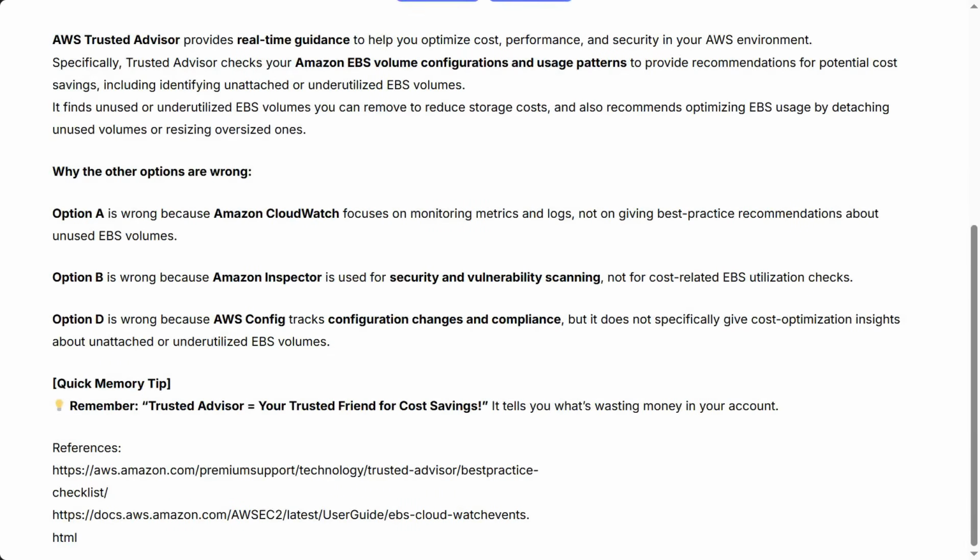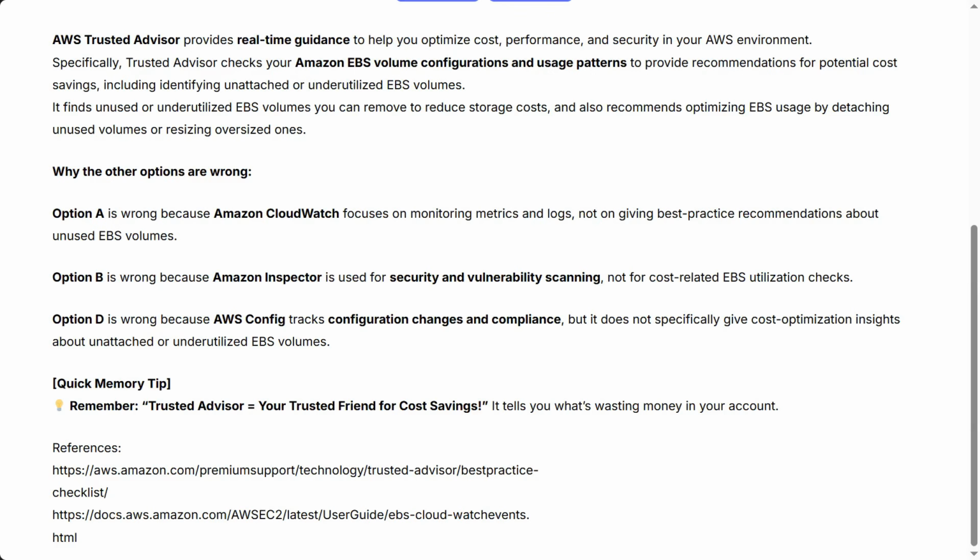Option A is wrong because Amazon CloudWatch focuses on monitoring metrics and logs, not on giving best practice recommendations about unused EBS volumes. Option B is wrong because Amazon Inspector is used for security and vulnerability scanning, not for cost-related EBS utilization checks. Option D is wrong because AWS Config tracks configuration changes and compliance, but it does not specifically give cost optimization insights about unattached or underutilized EBS volumes.